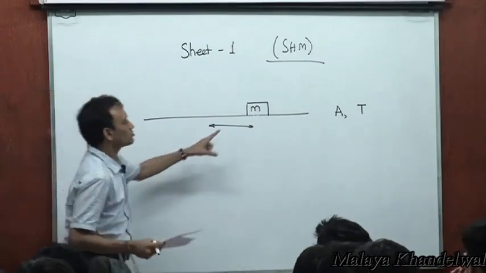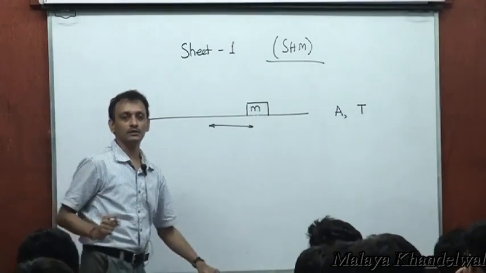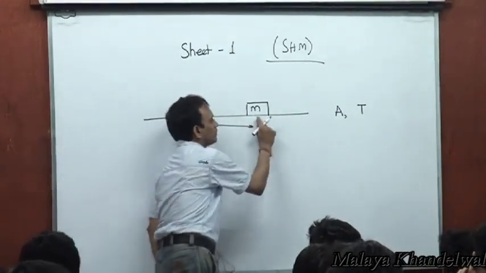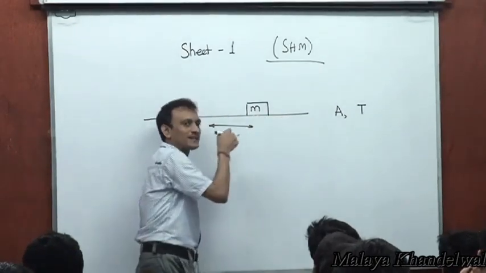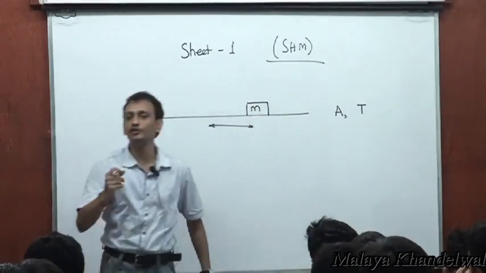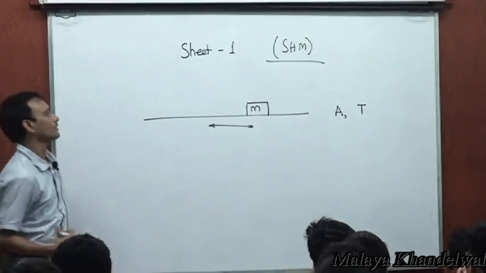So this body is about to slip on it. Now one thing: if this platform has an amplitude A and time period t, then this mass m would have the same amplitude and the same time period of oscillation, right?